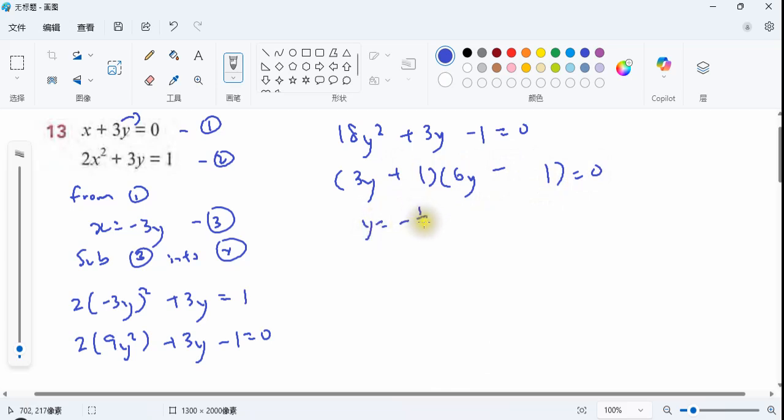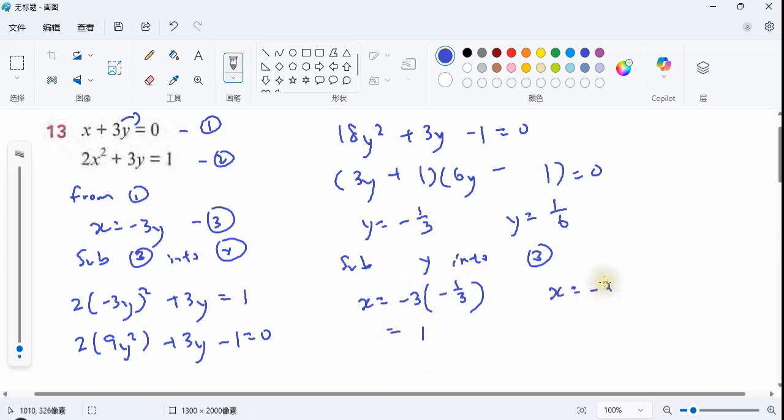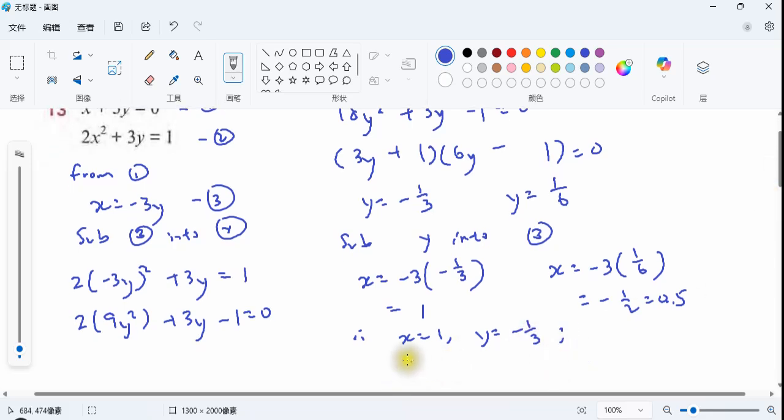So y equal to negative 1 over 3. At the same time, y equal to 1 over 6. So we sub y into equation 3. Then x is negative 3 times negative 1 over 3, then it is 1. And then x is negative 3 times 1 over 6, then it's negative half, which is negative 0.5. So when x equal to 1, y equal to negative 1 over 3, and then when x equal to negative 0.5, the y is 1 over 6.